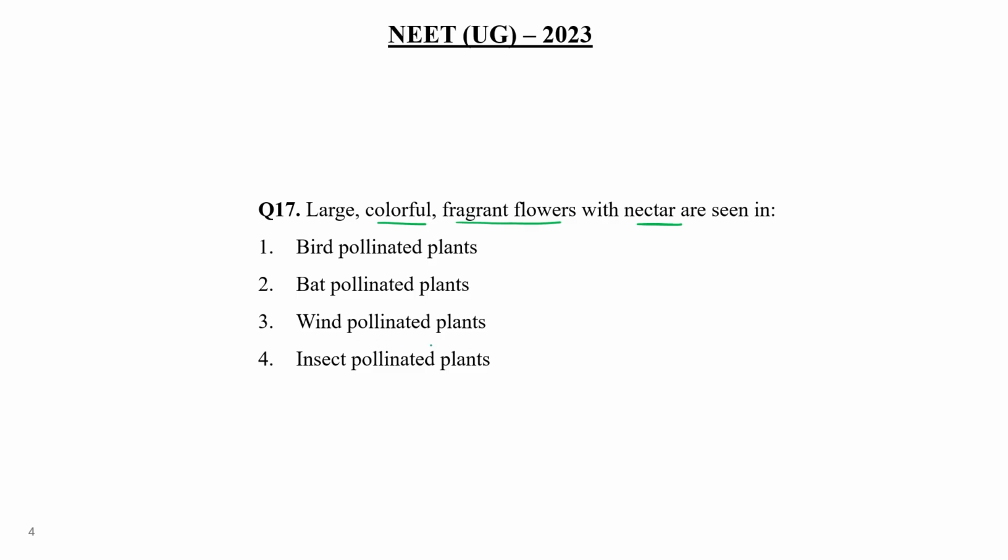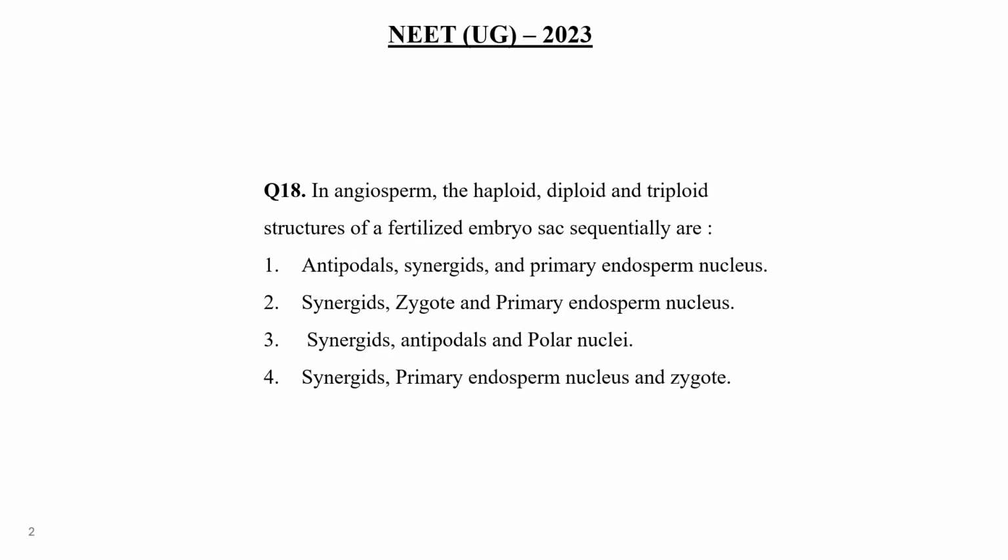Wind pollination doesn't need any fragrance or other such things. It just needs wind and light, feathery pollen grains, right? Bats and birds are mainly involved in transferring a kind of nut, and they don't suck nectar, right? So these are not related. So choice number 4 would be the correct answer to this question. Clear? Now let's move to the next question, question number 18.